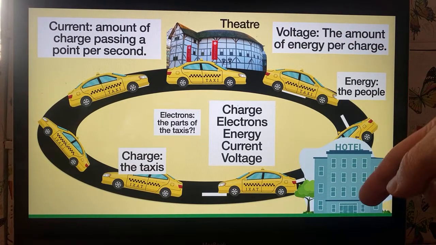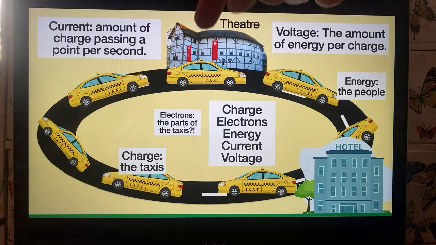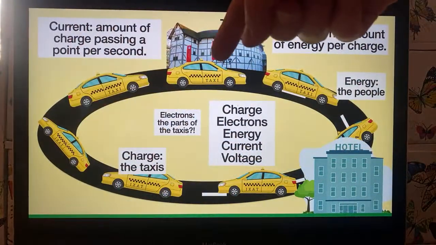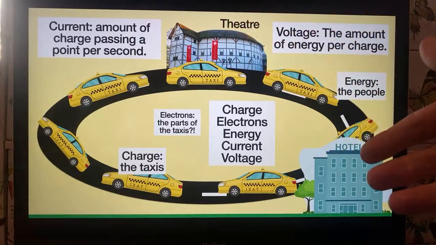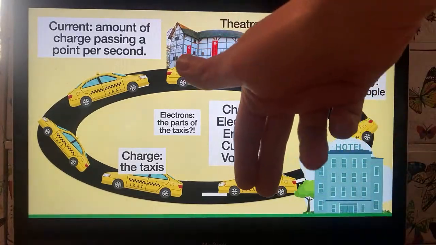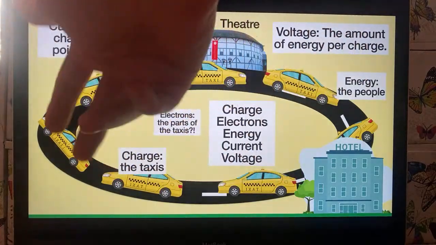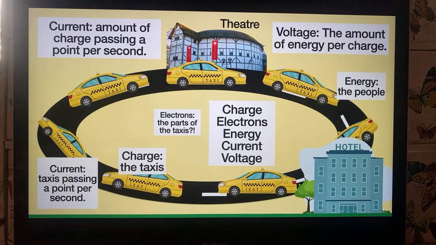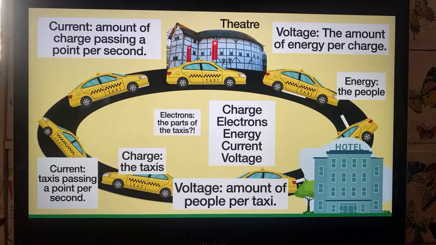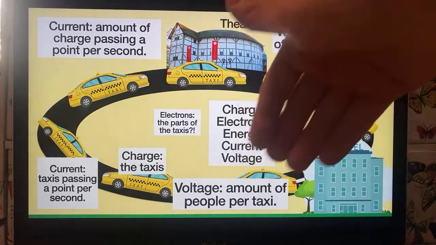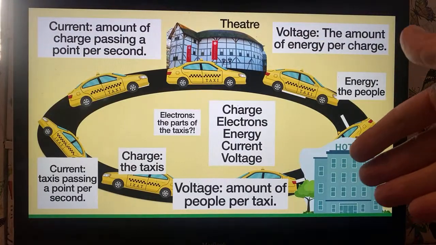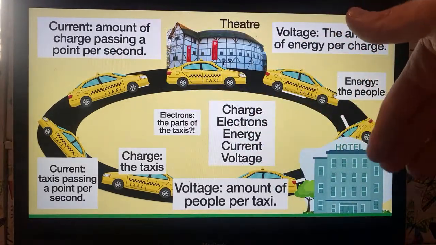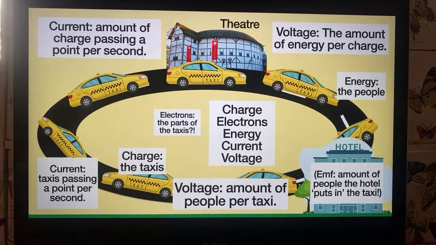The energy is the people, so the hotel is the battery, the theatre is the light bulb. The hotel provides the people that get taken to the theatre and then dropped off there, in the same way that the battery provides the charge with energy, so the packets of electrons have energy, and then they transfer that energy to the bulb. The current would be the taxis passing a point per second. If the energy is the people, the voltage is the amount of people per taxi. So a really high voltage, a really busy hotel, would give loads of people to the taxi. A really small hotel wouldn't give very much. You can see why this model doesn't really get recommended, can't you?